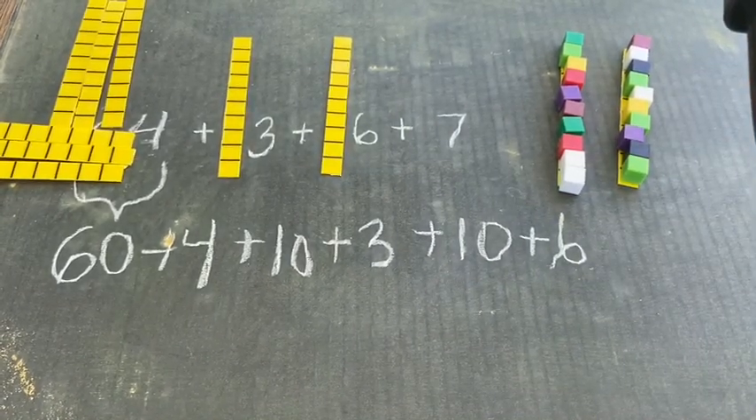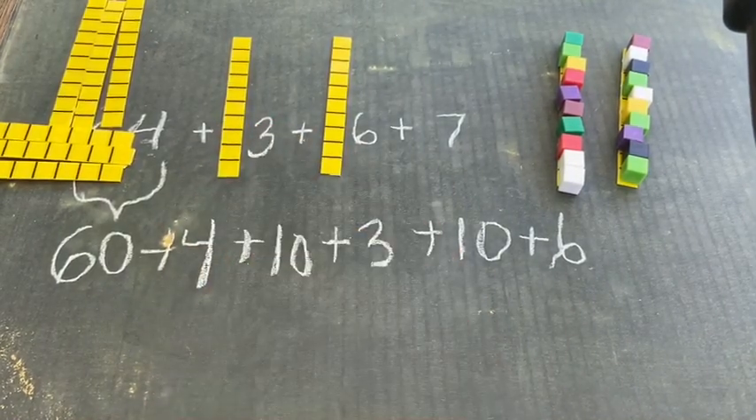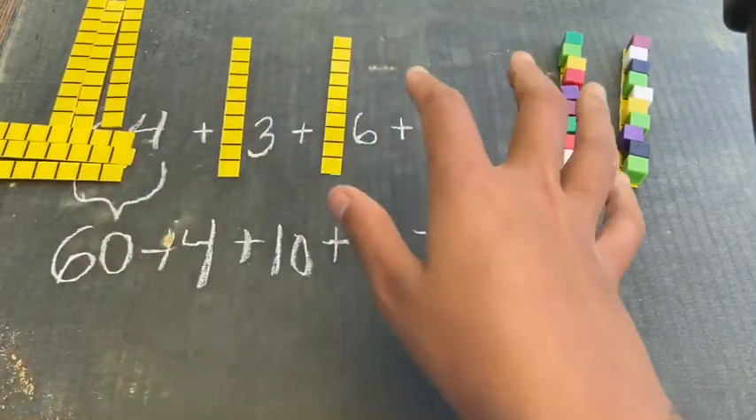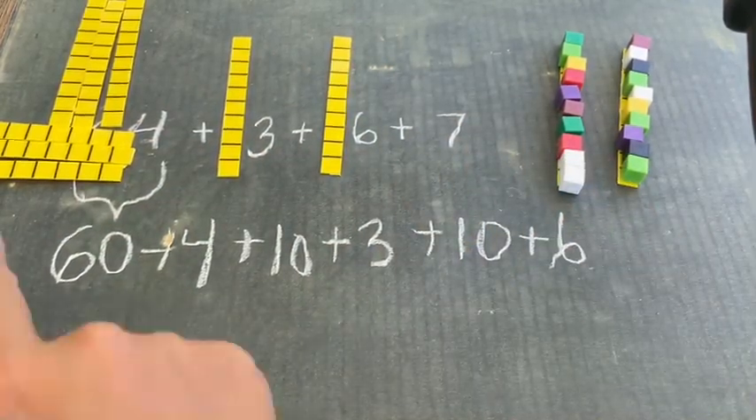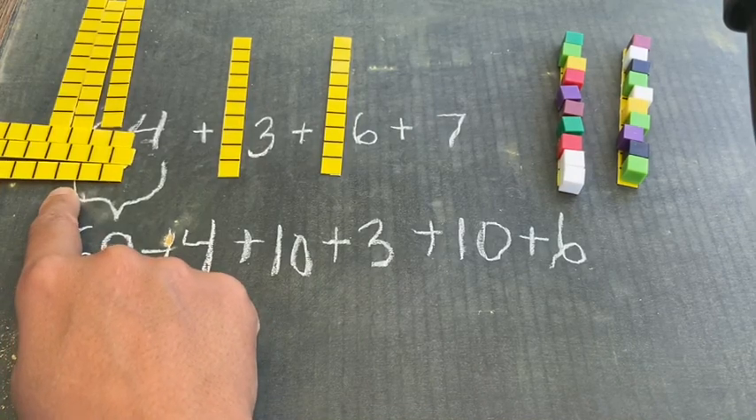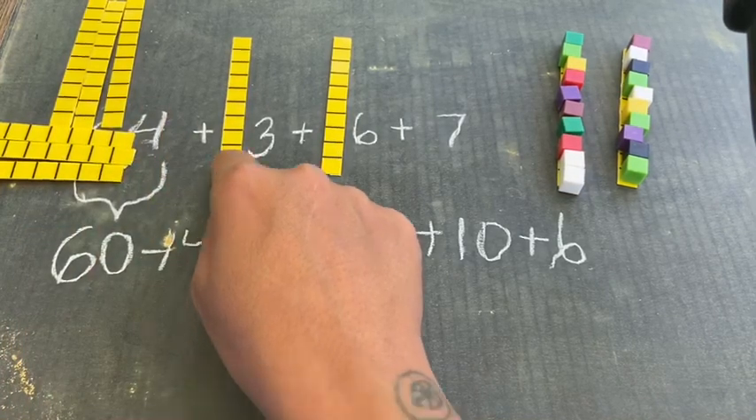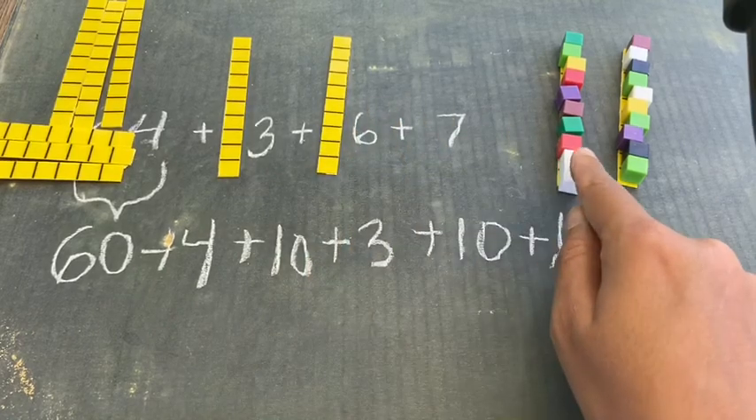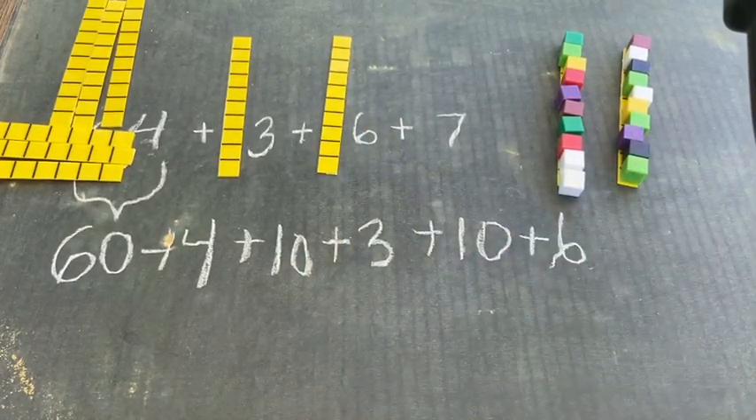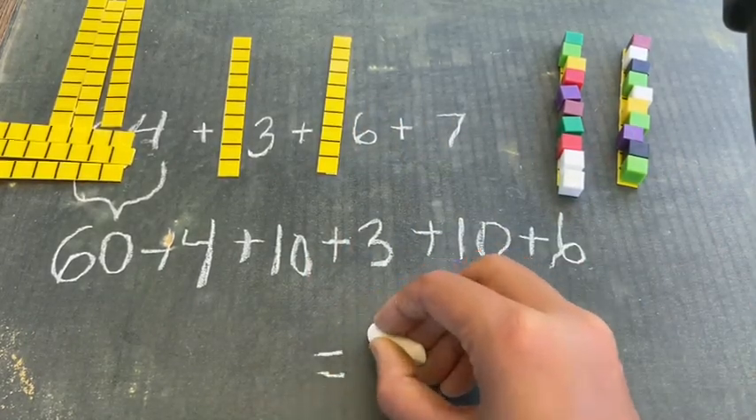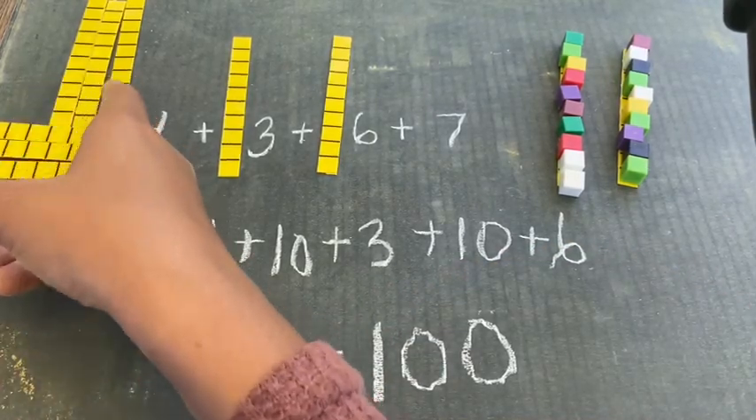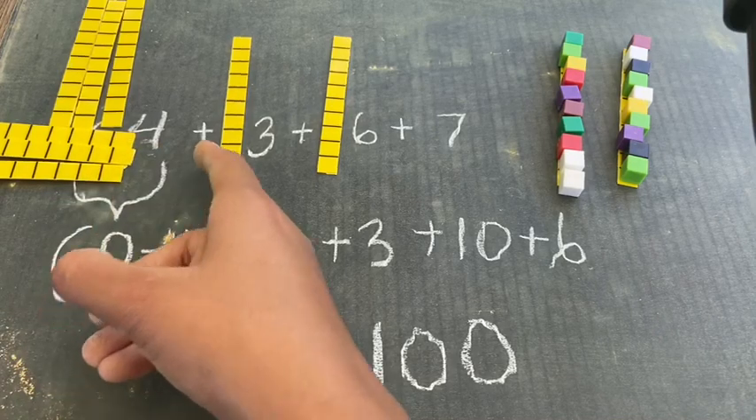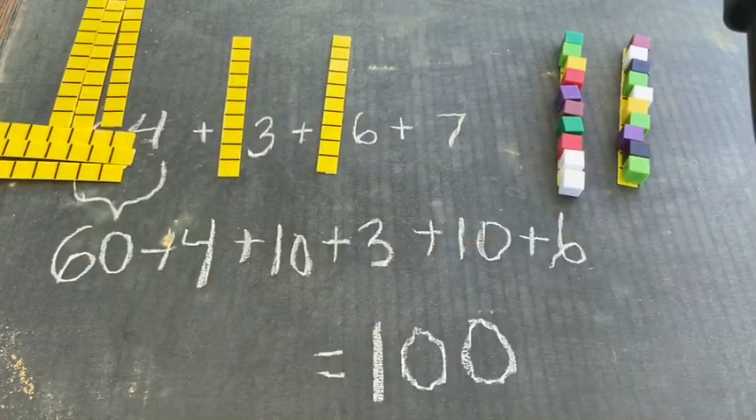So what have we done? We've taken our numbers and broken them up into 10s and 1s. We've taken all those leftover ones and turned them into 10s. So now we had 6 tens from before. 6 plus 1 is 7, plus 1 is 8, plus 1 is 9, plus 1 is 10. 10 tens equals 100. 10, 20, 30, 40, 50, 60, 70, 80, 90, 100.